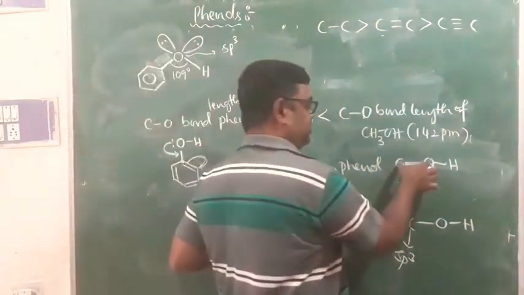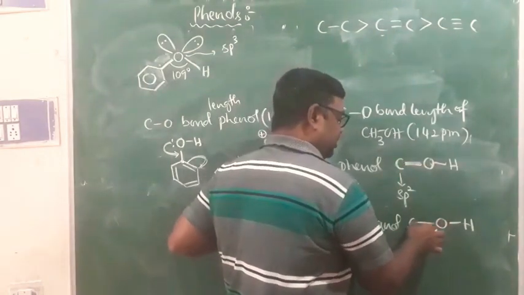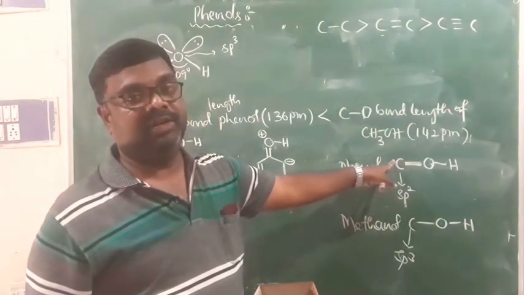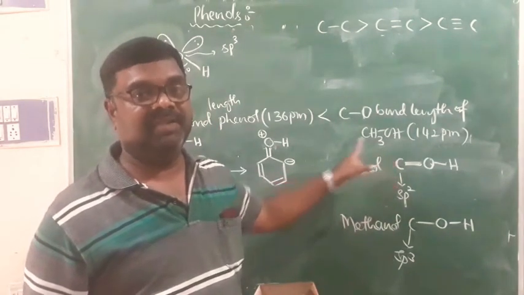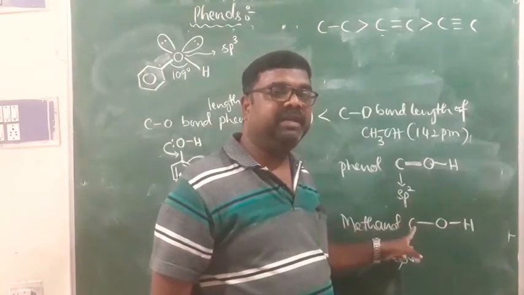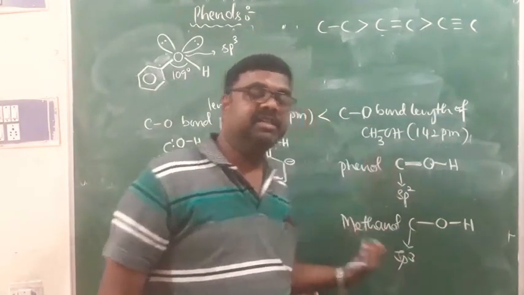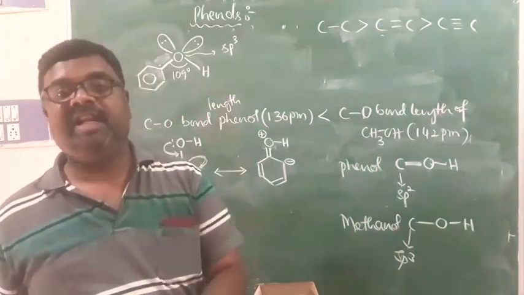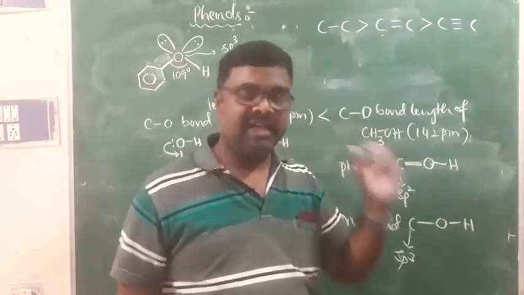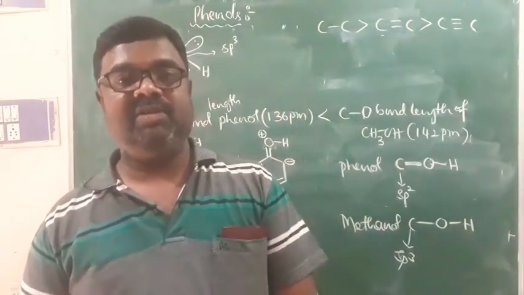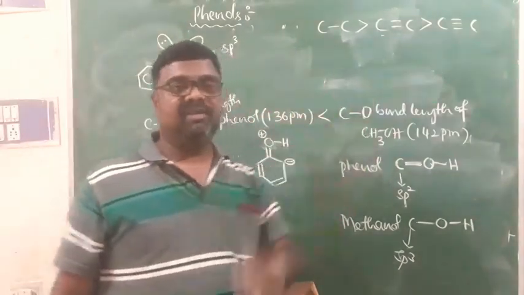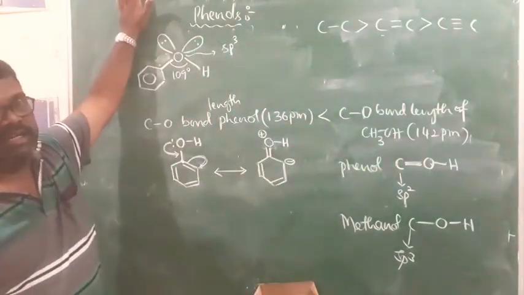The CO bond is stronger than the CO bond in methanol, due to the high electronegativity of the sp2 hybridized carbon atom in phenol. Whereas in the case of methanol, oxygen is directly attached to the sp3 hybridized carbon atom of methanol, which is less electronegative than the sp2 hybridized carbon atom of phenol. And because of these two reasons, the CO bond length in phenol is shorter than that in methanol. So this is what we call the structure of phenols, right?